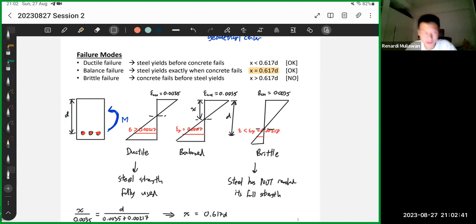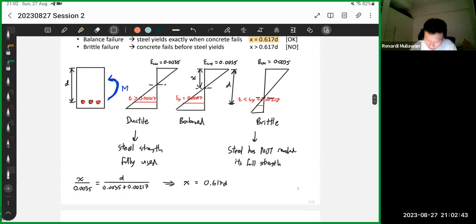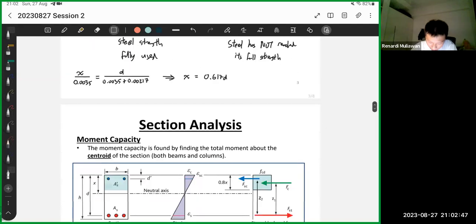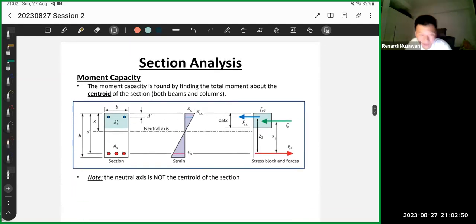Okay, so no questions so far. No worries. Okay, we have ductile, balance, brittle, and proving. Then okay, you can just go to the actual section analysis.